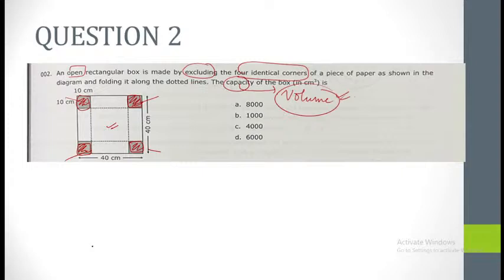Okay, Pravalika is writing the answer as C. Very good, Pravalika. Okay, let's give it a try.